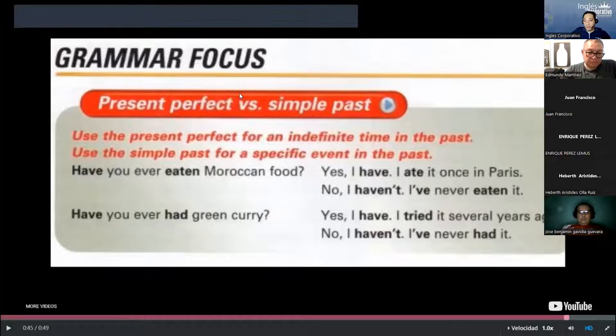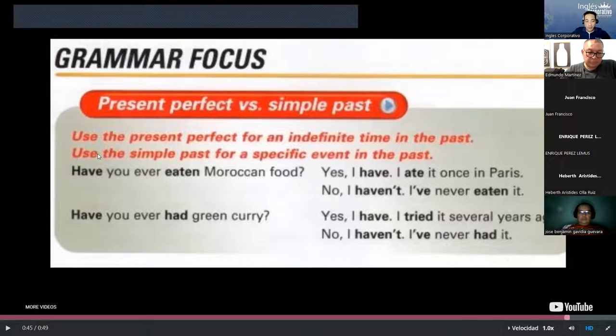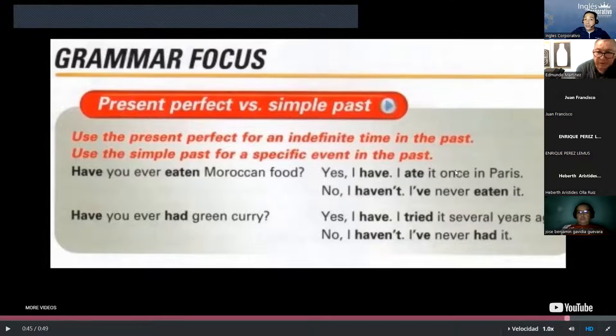Okay. So, tal cual en el español, lo mismo, ¿no? ¿Has comido comida marroquí? Sí. Eso quiere decir sí, nada más. Yes, I have. Sí. I ate it once in Paris. Esto está en pasado. Y soy bien específico al decir que la comí una vez en París. Okay. No, I haven't. Eso quiere decir no. Así se dice, no, no, I haven't.